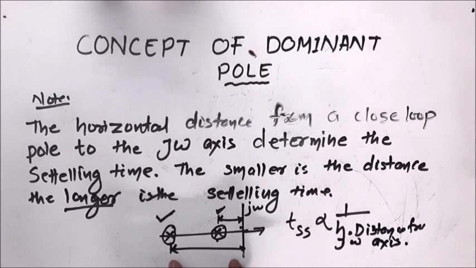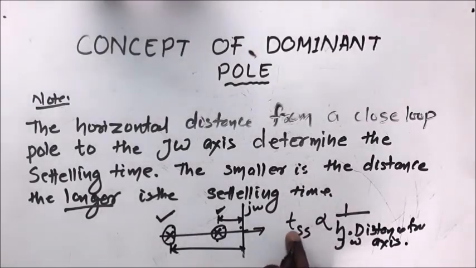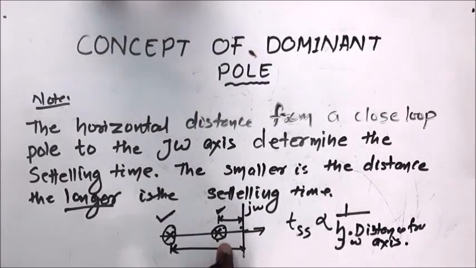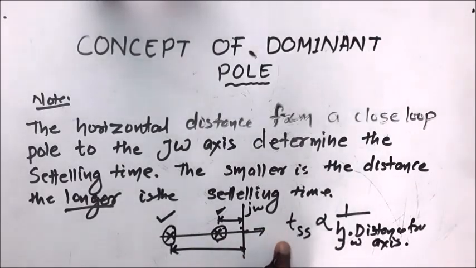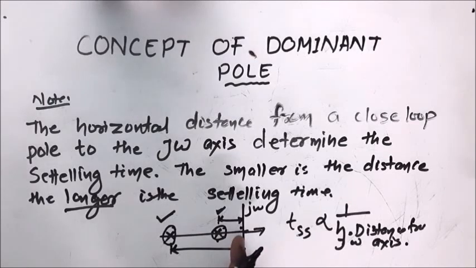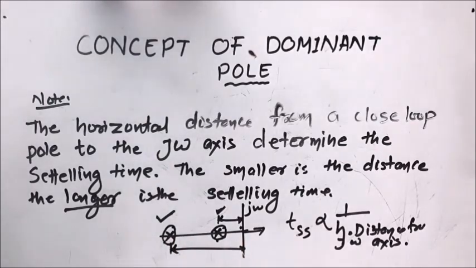Clear? So the larger the distance, the smaller the settling time, and the smaller the distance, the larger the settling time. So we can say if the poles lie much farther from the j omega axis in the left half of the S plane, the system is more stable. That means if you give some disturbance, it takes very little time to return to the stable operating region if the pole distance is very large.